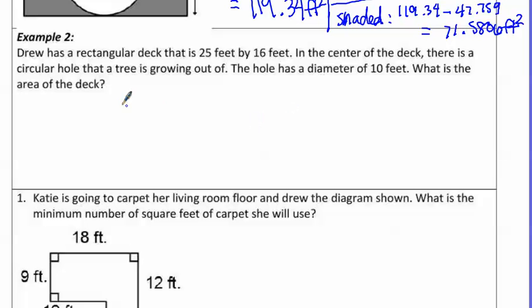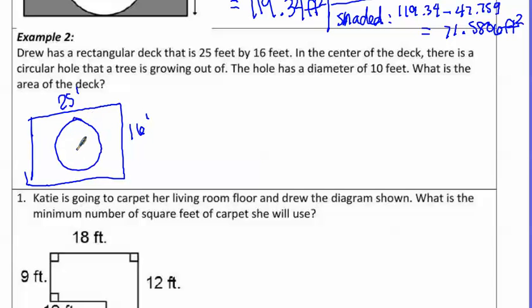In example 2, Drew has a rectangular deck that is 25 feet by 16 feet. In the center of the deck, there's a circular hole that the tree is growing out of. The hole has a diameter, which goes all the way across, of 10 feet. What is the area of the deck?